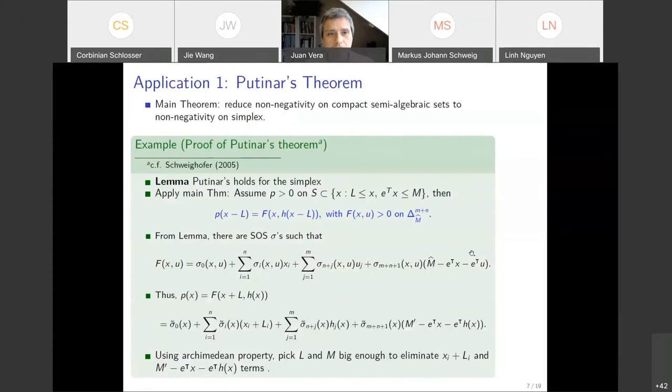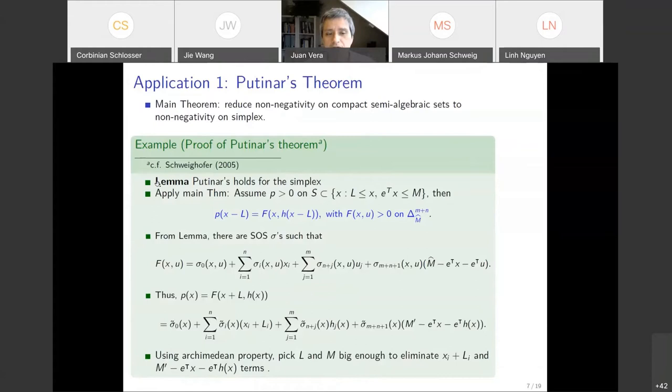And then let me give you an example. This is just a proof of Putinar's theorem. Actually, I should mention that Marcus has a similar proof for Putinar's theorem, but here there are some essential differences. One of them is, for example, Marcus uses Polya's theorem. We don't use Polya's theorem.